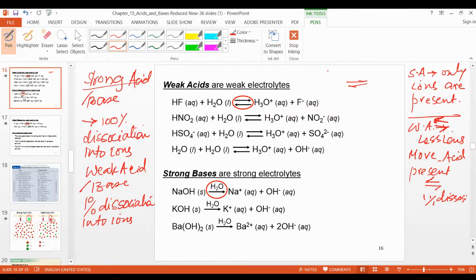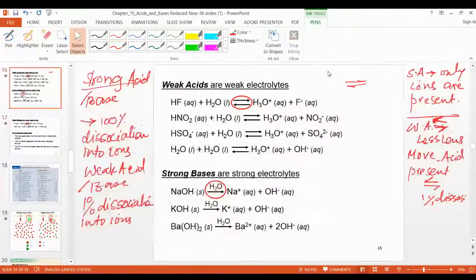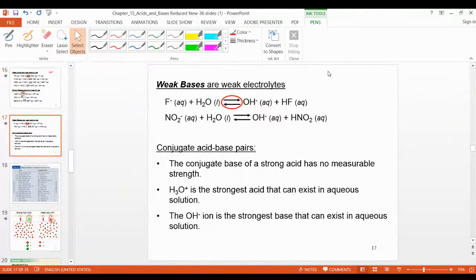That's why in chapter 14 or chapter 15, you use an ICE table for the weak acid. If you have a strong acid, there is no need for an ICE table. You can calculate pH directly. But if you calculate the pH of a weak acid, you should first set up the ICE table, then calculate. Remember that ICE table, what I have done. All right. Similarly, the same concept is used for strong base and weak base.